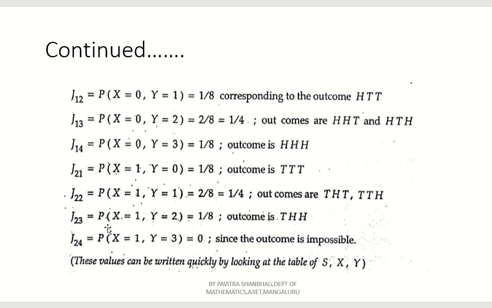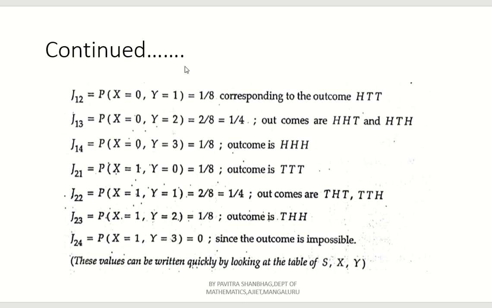Next, J23 means the probability of x equal to 1 and y equal to 2. This is possible when the first one is tail and the next two are heads. So its joint probability is 1 by 8. J24 means P of x equal to 1, y equal to 3, which is nothing but 0, since the outcome is impossible. x equal to 0 represents head comes first, x equal to 1 represents tail comes first, and y equal to 3 is not possible in this case, because y represents the number of tails.